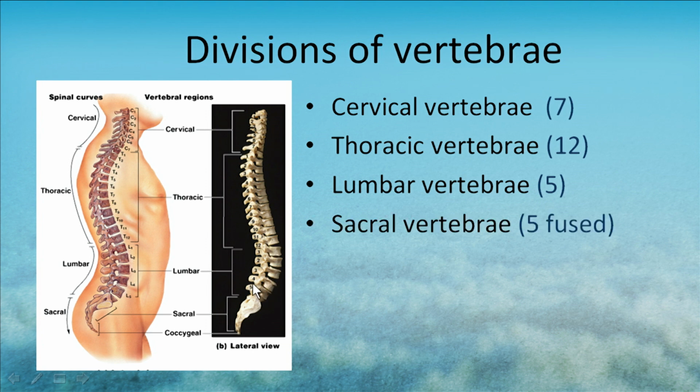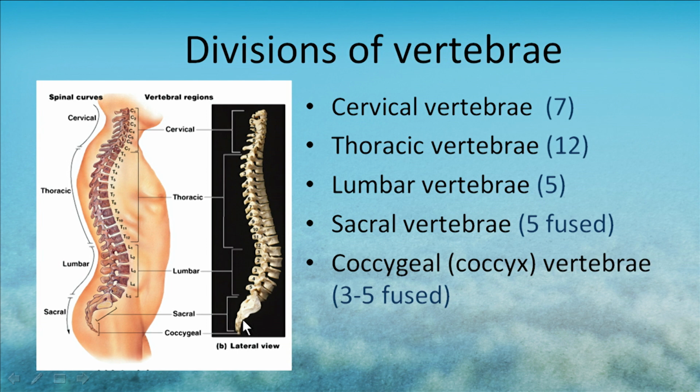And then finally, we have the sacral vertebrae. There are 5 to start with, but then when an individual matures, they fuse into one, and there's the sacral vertebrae right there. And finally, we have the coccygeal vertebrae, more commonly known as the tailbone. Once again, it starts out with several very small ones that eventually fuse.